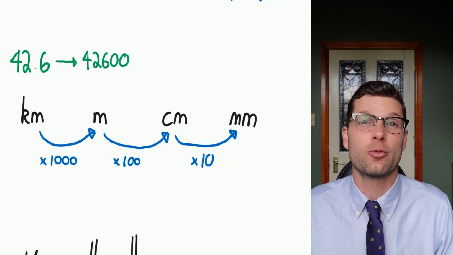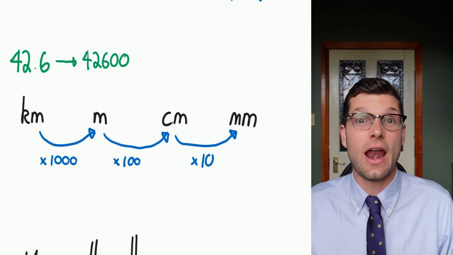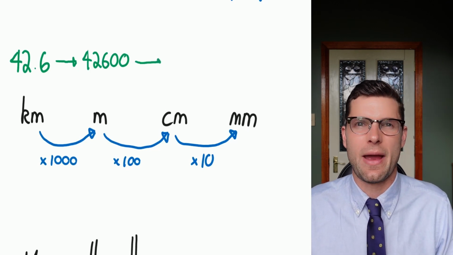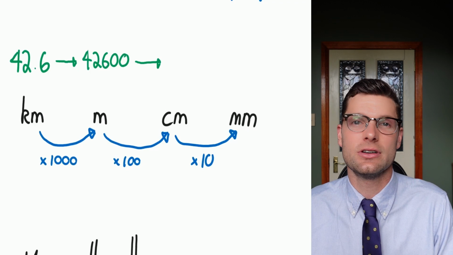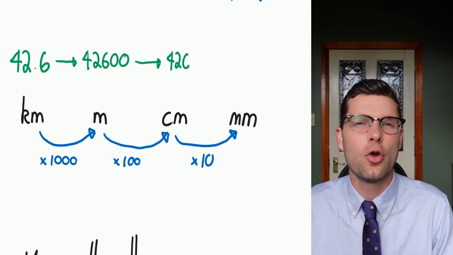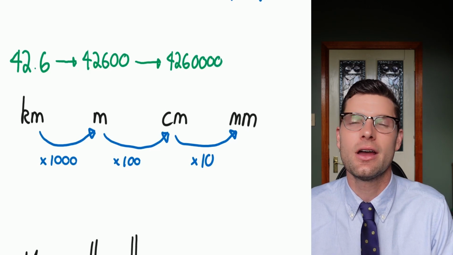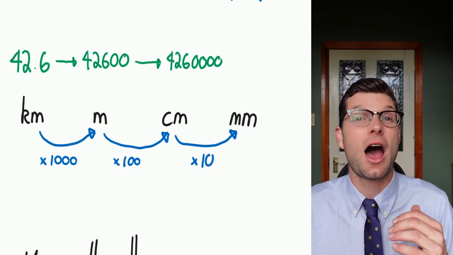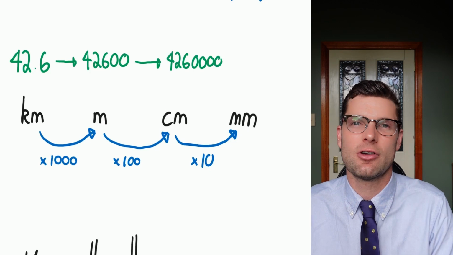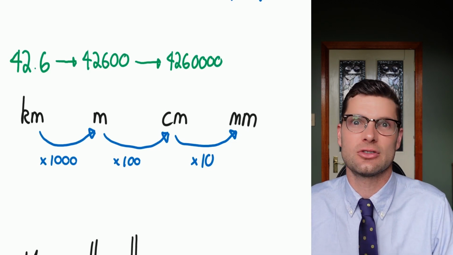So the answer for this one would be 42,600. And then after that, you might say, well, how many centimeters are in a marathon? Because there are 100 centimeters in every meter, in order to work that out, all I have to do is multiply the meters number by 100. Because we're using those base 10s, 100 just adds 2 zeros to the end of our answer. So our answer looks like this.